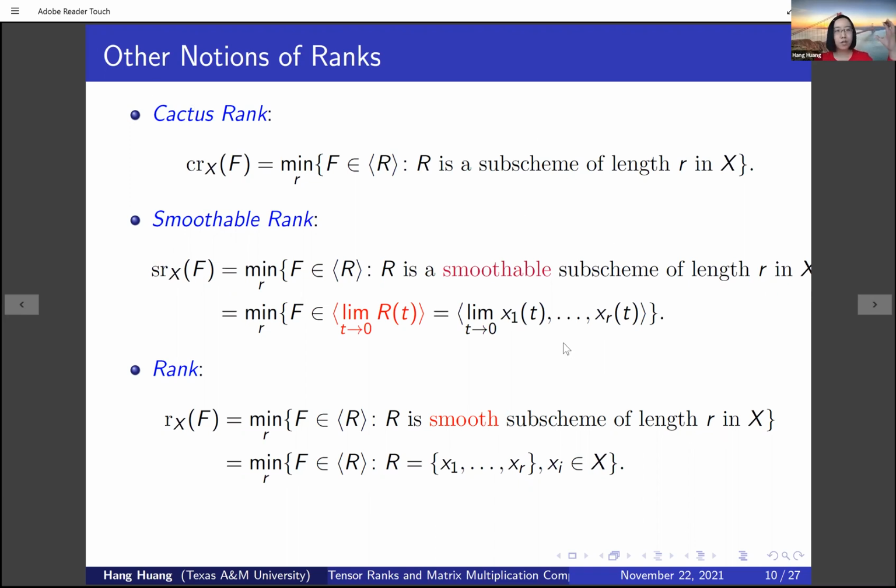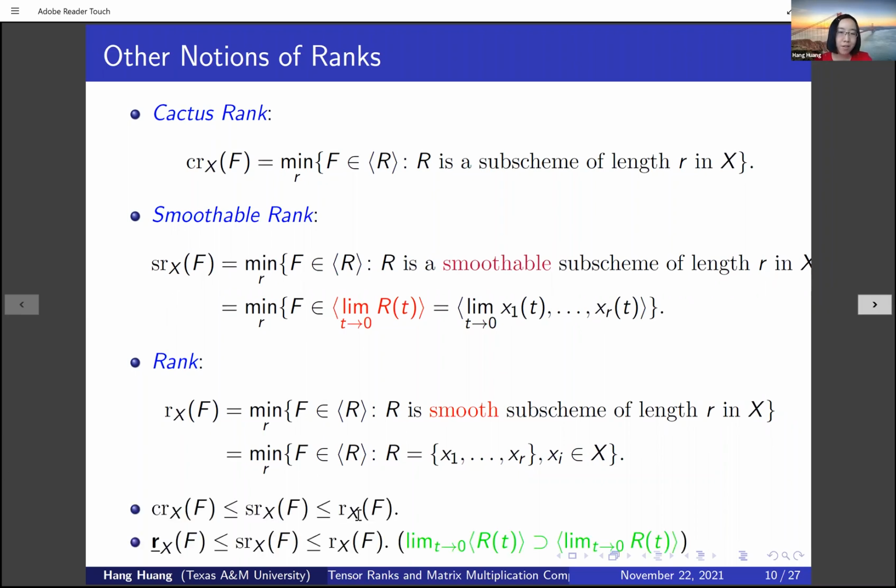Now if you look at these three different notions of rank, we can see that the difference is that we restrict ourselves to a smaller and smaller subset of subschemes that we are allowing. So you expect the rank gets larger as you go down. And in fact, this is the case. So your rank is the largest and your cactus rank is the smallest among these three.